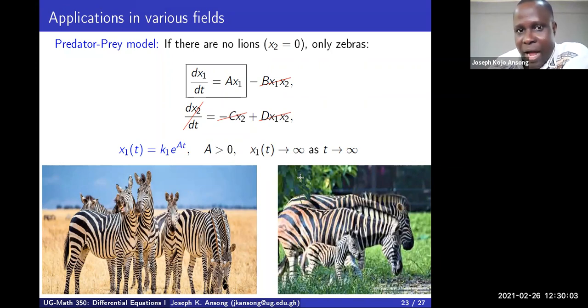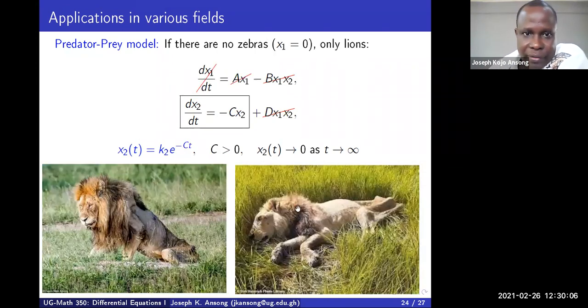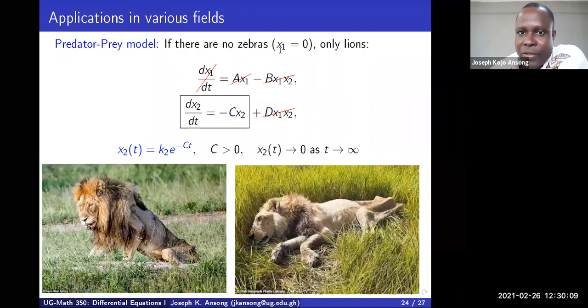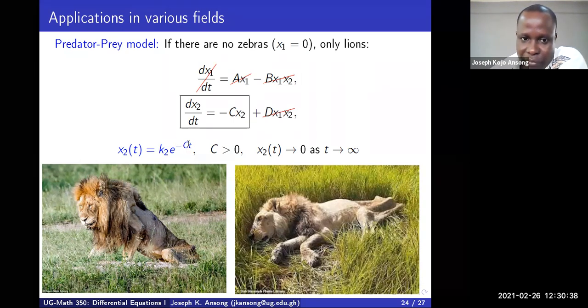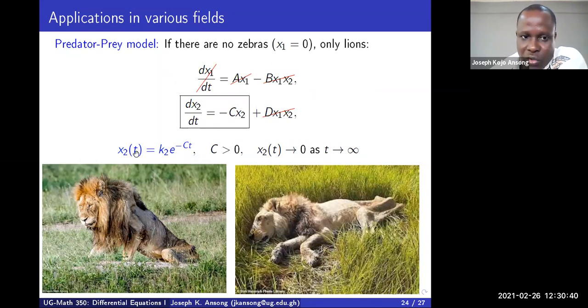The other extreme case is, what happens if there are no zebras? If there are no zebras, of course, X1 is equal to 0. So you go to the differential equations, and the first equation goes to 0 because everywhere you see X1 is 0. So this cancels out completely. This term also goes to 0 because of the X1 term, and you are left with this equation. If you solve this equation, you end up with X2 as a function of time equal to this. Because this c is a positive constant, as t gets bigger and bigger, this term becomes smaller and smaller, and so x2 as a function of t goes to 0.